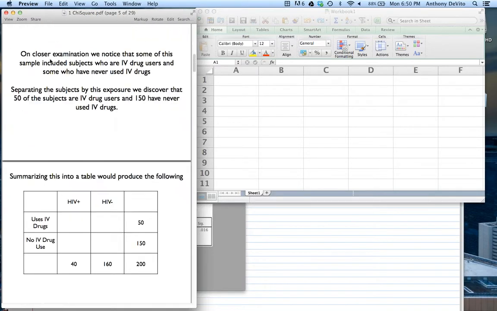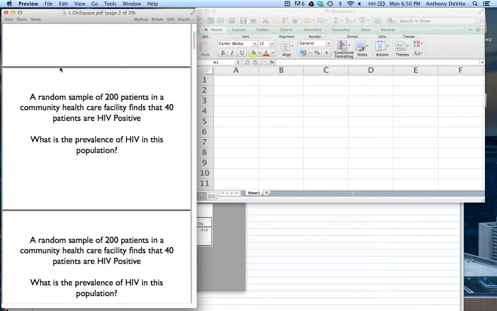Okay, I'm going to get started here, and I'm going to run through an example where we look at a good way to organize categorical variables.